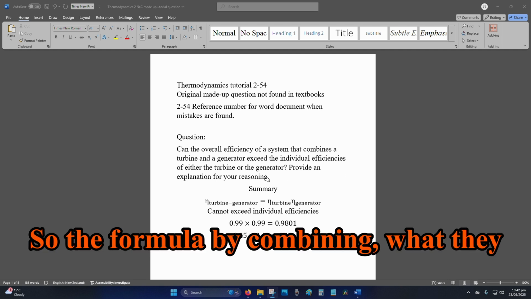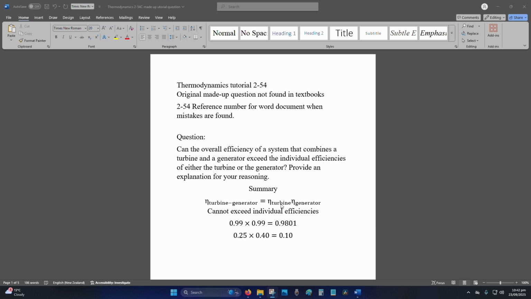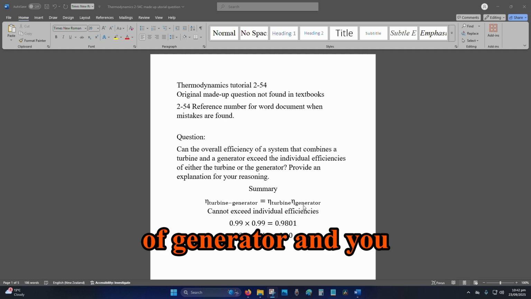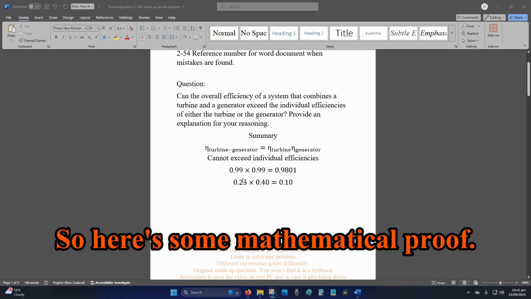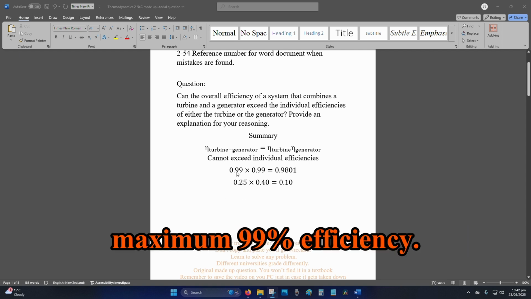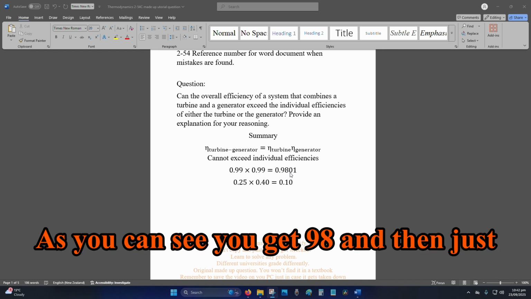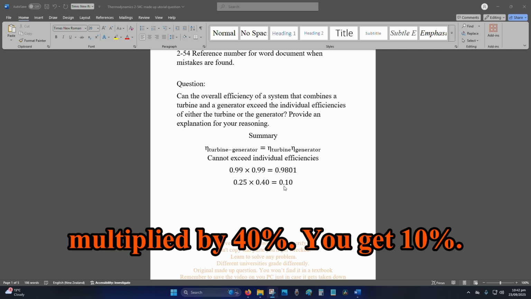So the formula, by combining, what they mean is they're multiplying two efficiencies. So we've got the eta of turbine and eta of generator, and you multiply them together. So here's some mathematical proof. You've got your maximum 99% efficiency, multiply by another 99% efficiency. As you can see, you get 98%, and then just for variety, you've got 25% multiplied by 40%, you get 10%.